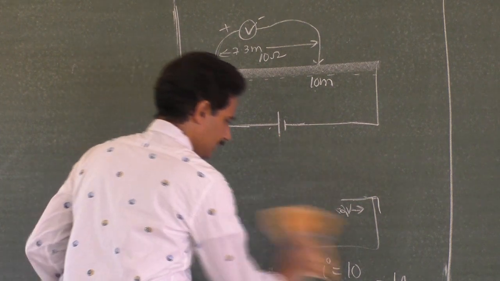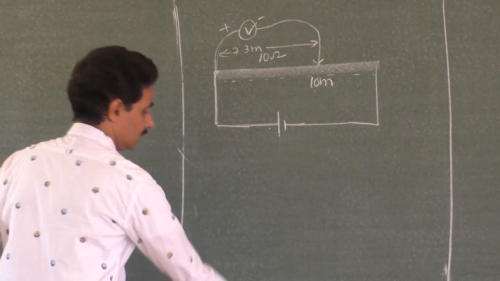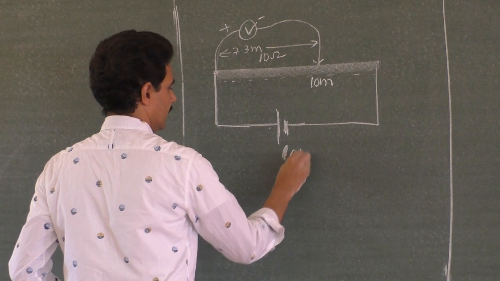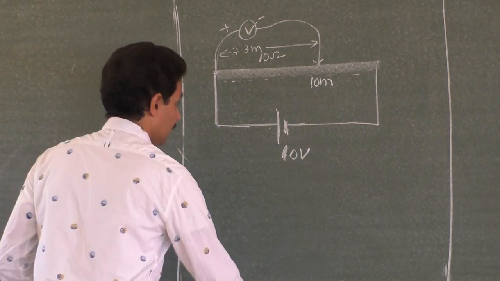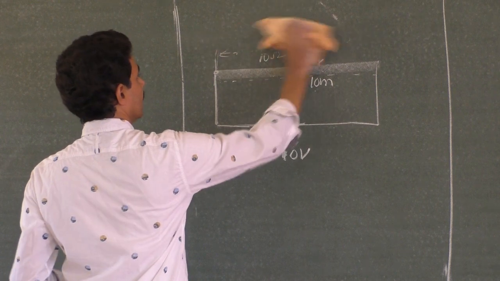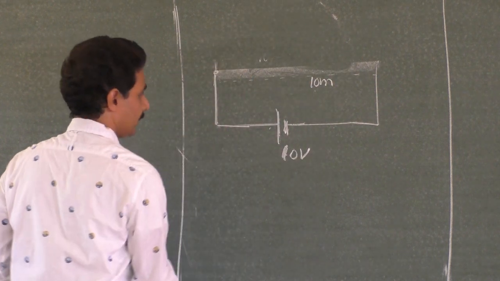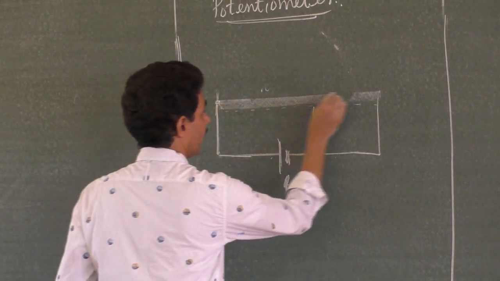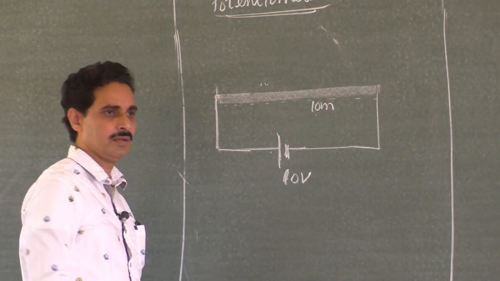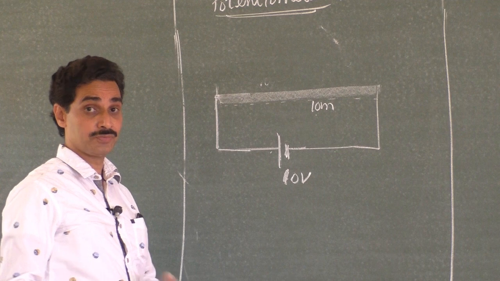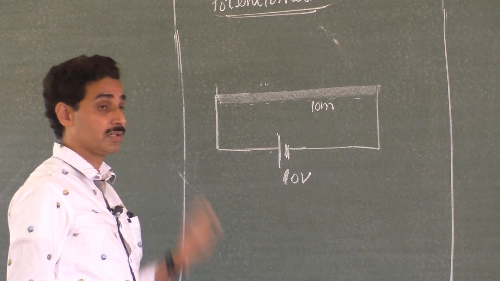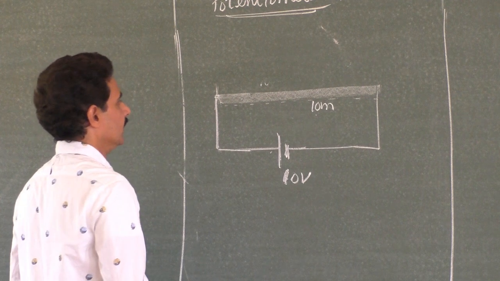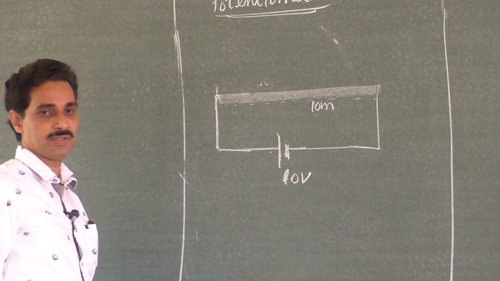Okay, now what is the beauty of potentiometer? This is 10 volt, say. What is the application of a potentiometer? Potentiometer is used to find out the EMF of a cell, or compare the EMF of two cells, or it is used to find out the internal resistance of a cell. That is also possible. Okay, sir, how to find out the EMF of a cell?